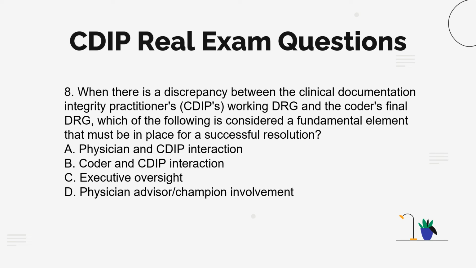8. When there is a discrepancy between the clinical documentation integrity practitioner's, CDIP's, working DRG and the coder's final DRG, which of the following is considered a fundamental element that must be in place for a successful resolution? A. Physician and CDIP interaction. B. Coder and CDIP interaction. C. Executive oversight. D. Physician advisor, champion involvement.